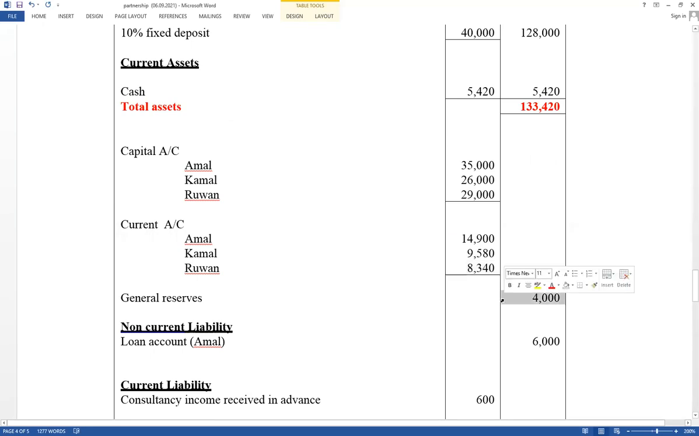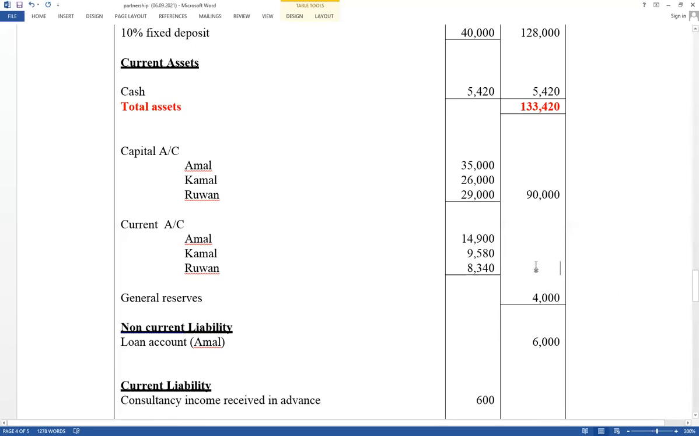Then reserves are also available. As equity, you have to consider the total value. Take the capital account closing balance: 35,000 plus 26,000 plus 29,000. Therefore, the capital account closing balance equals 90,000.